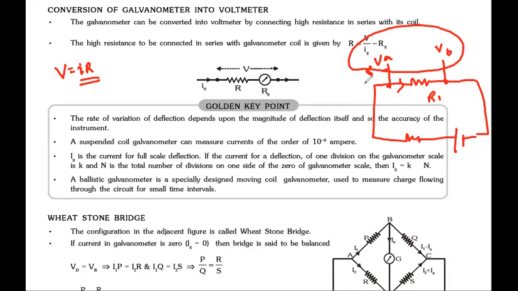So how is it possible? How can I make a galvanometer into a voltmeter, or how can I control the current? It is very easy. We know that if there is a very high resistance compared to R1, the current will mostly flow through R1. So I should have a voltmeter. A voltmeter is basically a galvanometer with a very high resistance connected in series. So this is R, and the value of this is very high.